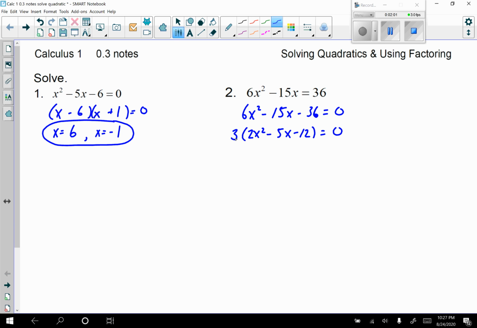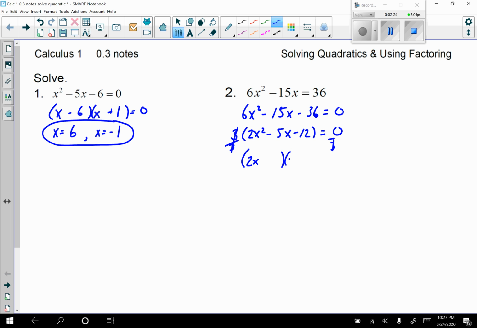Now, that 3 does not have a variable. We're solving for x. That means that 3 doesn't have anything to do with the answers. In fact, we could just divide by 3 on both sides. 0 divided by 3 is still 0, and it's gone. So a greatest common factor that's just a number, a constant, and no variable, does not give you any separate answers. We just have to factor what's left.